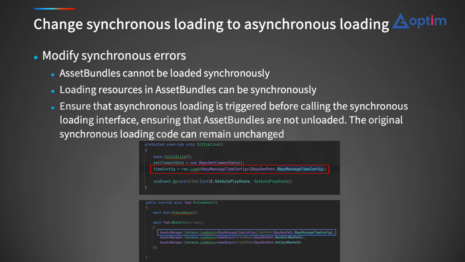That's it. As long as the asset bundle is loaded asynchronously first, and the asset bundle is not unloaded afterward, then all existing synchronous load calls can remain untouched. No need to rewrite business logic. No need to refactor core systems. The original synchronous APIs continue to work because the underlying asset bundle is already resident in memory.